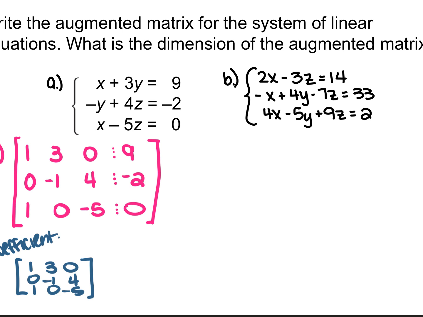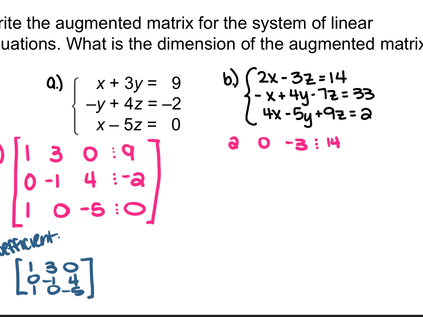For example B, you're given the system 2x minus 3z is equal to 14. Negative x plus 4y minus 7z is equal to 33. And 4x minus 5y plus 9z is equal to 2. From your first equation, you have a 2 in your x. You don't have a y, so that's going to be 0. And you have a negative 3 for z. So those will make up your first row. Your answer on this one is that 14, so we'll put that to the right.